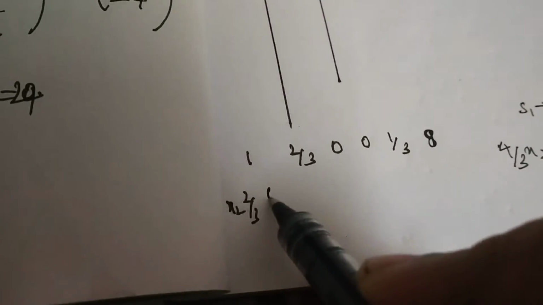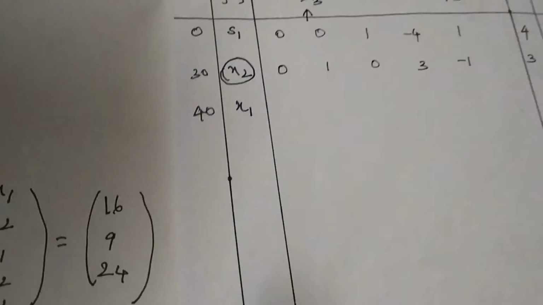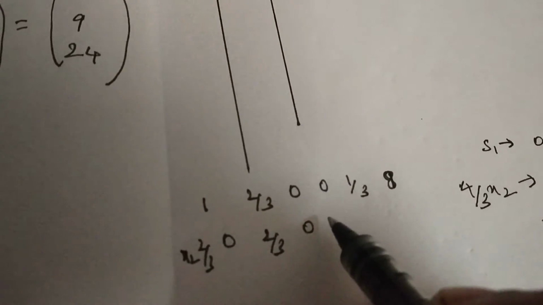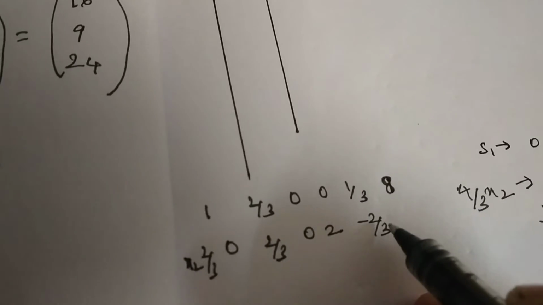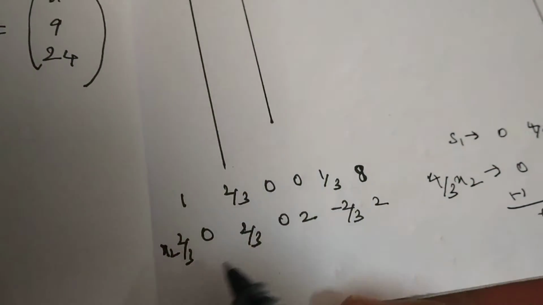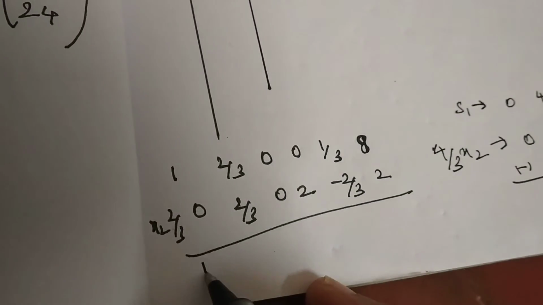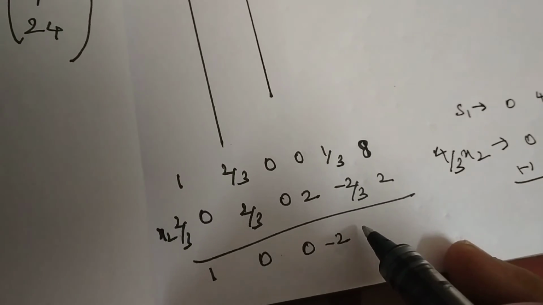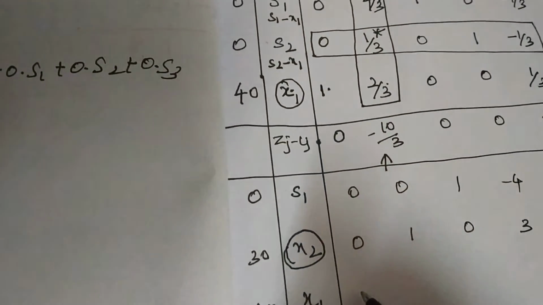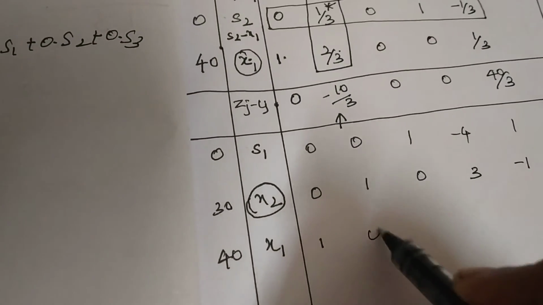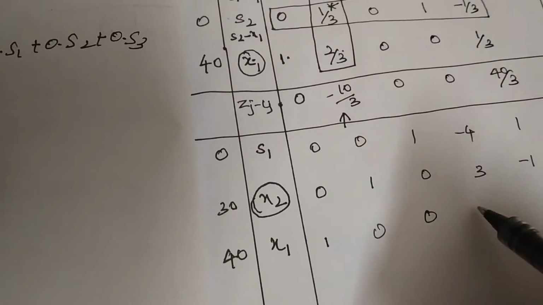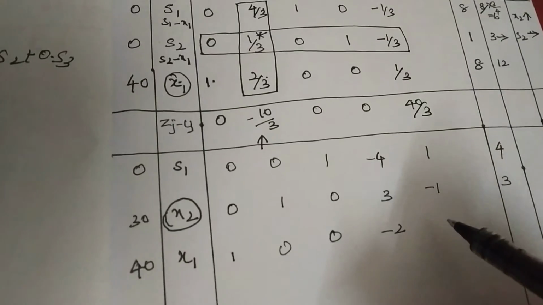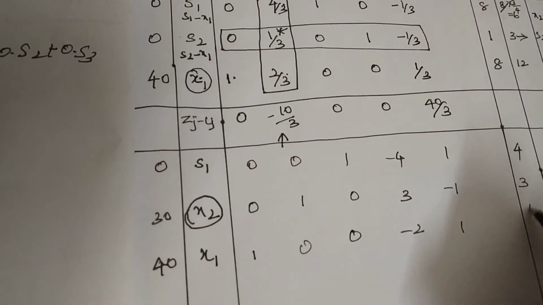So first one 0, and then 2 by 3, 0. 3 into 2 by 3 is equal to 2. Minus 2 by 3, and then 3 into 2 by 3, that is equal to 2. 1, 0, 0, minus 2, 3 by 3 is equal to 1, and then 6. So the values are 1, 0, 0, minus 2, and then 1, 6.